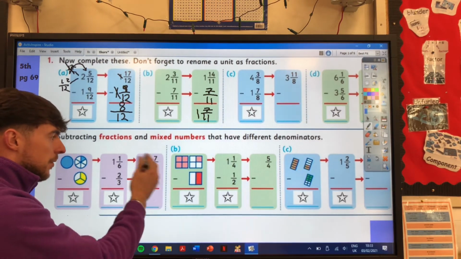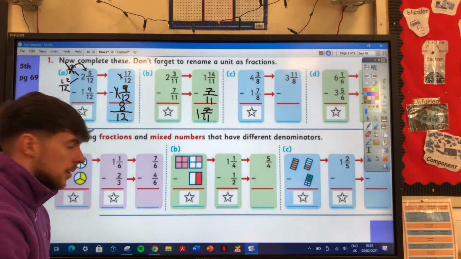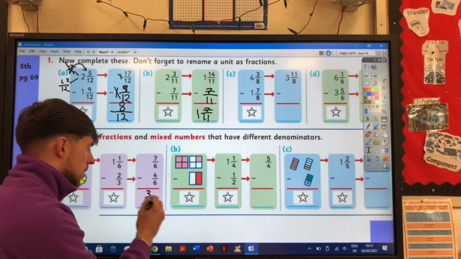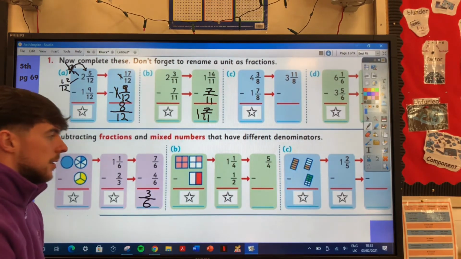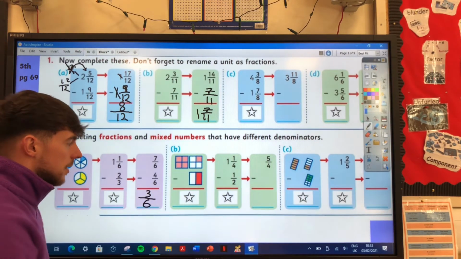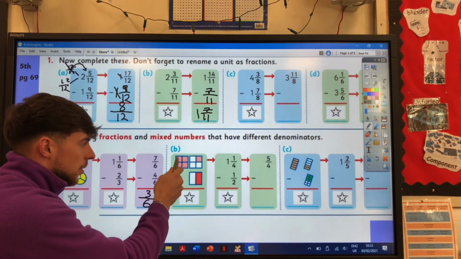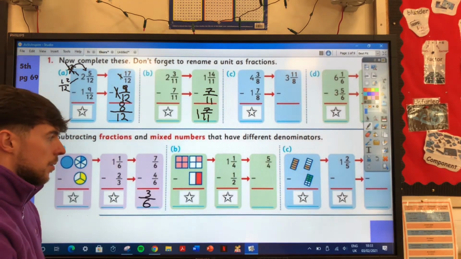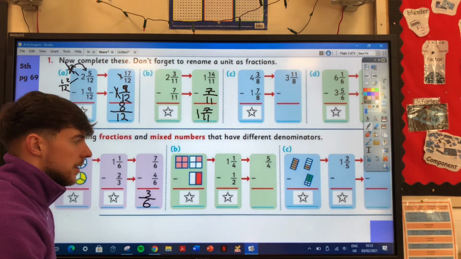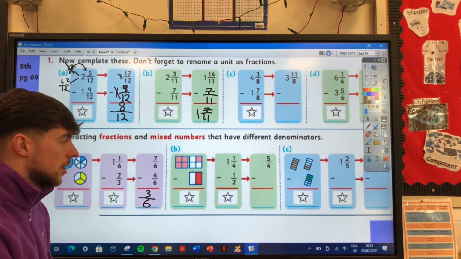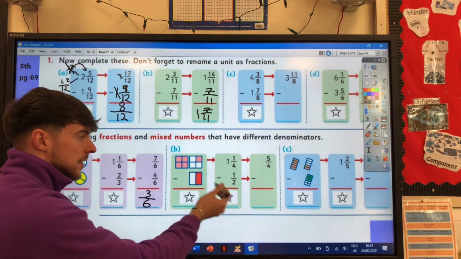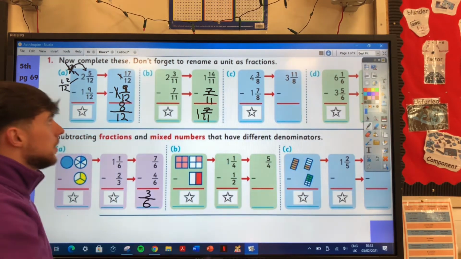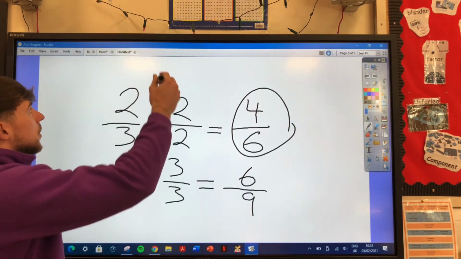So how do we take away 4 from 7? We get 3/6, right? So over here then, we have 1, 2, 3, 4, so we got 1 and we got 1/4. 1 and 1/4 minus 1/2. So how can we change halves into quarters? What can we do to the 2 to get the 4?